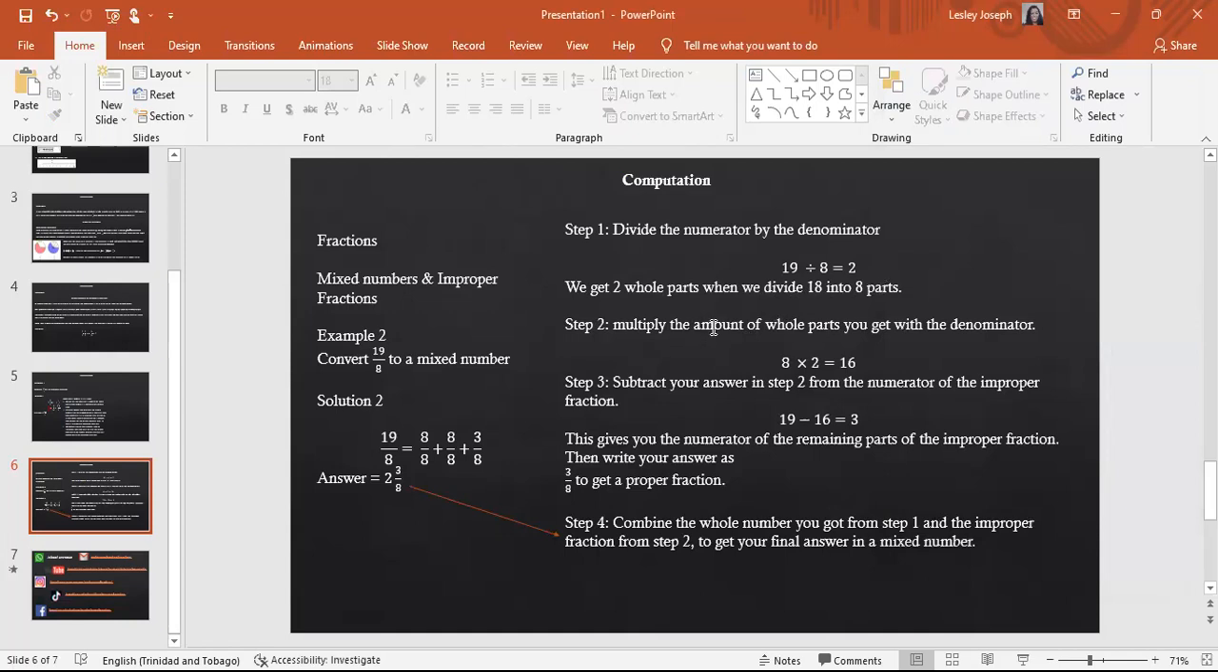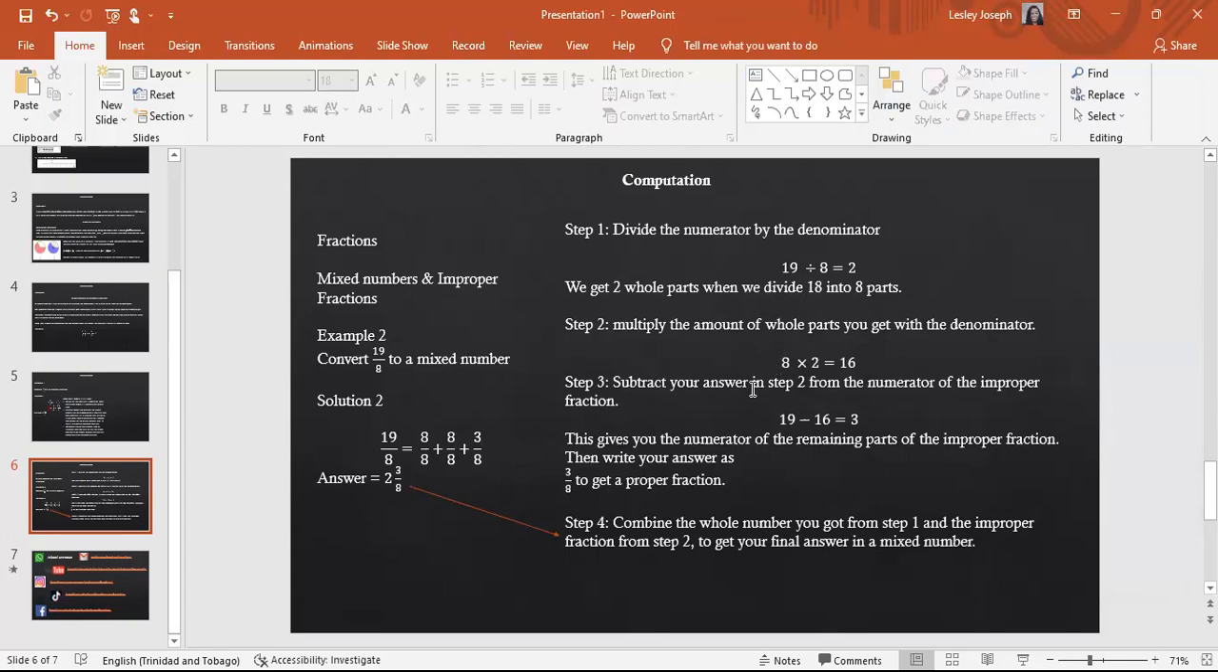The next step will be to multiply the amount of whole parts you get by the denominator. So we know we got 2, we're going to multiply 8 by 2. This is going to tell us how much these two whole parts have. If this wasn't 8 and was, say, 20, we would do the same thing for each denominator.